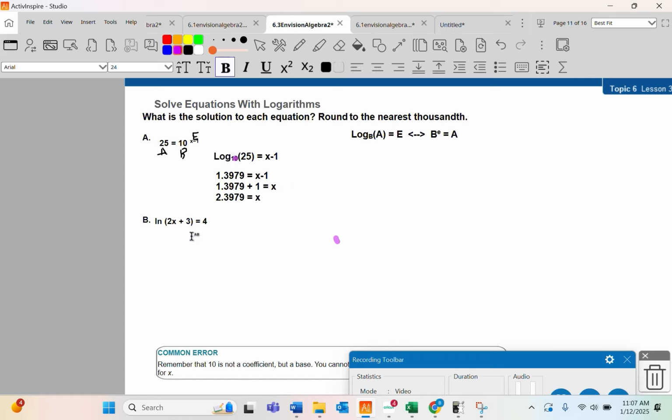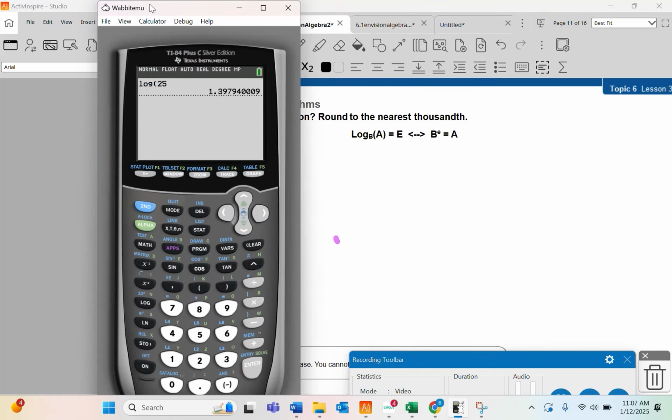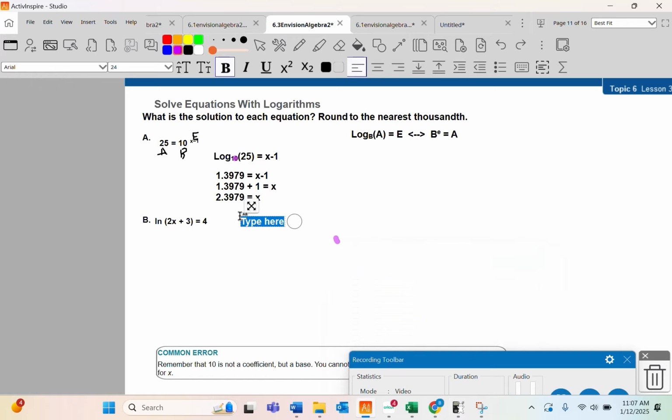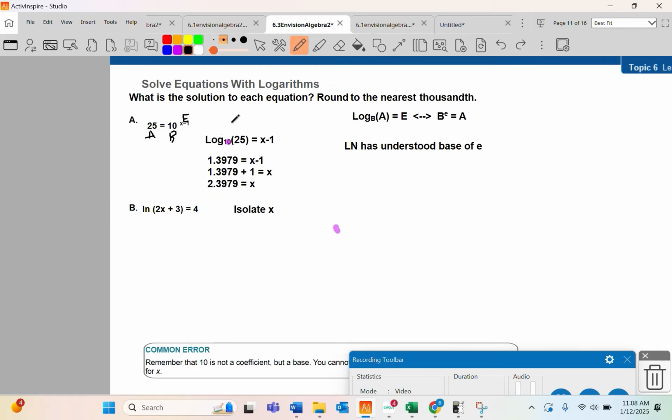All right. Now, don't be that kid who types in ln of 2x plus 3 equals 4. We have to isolate that x, right? That's the goal. Isolate the x. You're probably thinking, well, Milbrath, there's an ln key. I'll just push buttons and I'll get it right. No, you won't. You got to isolate the x. Now, ln has an understood base of e. So that's a big deal. I need to put that little e there.